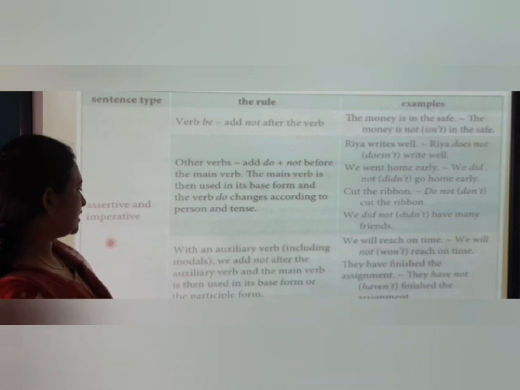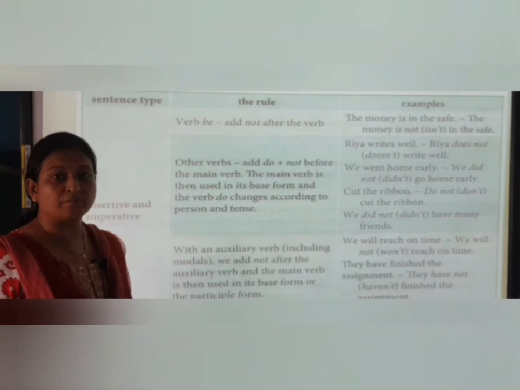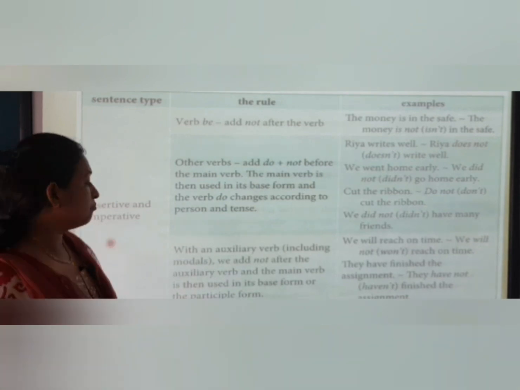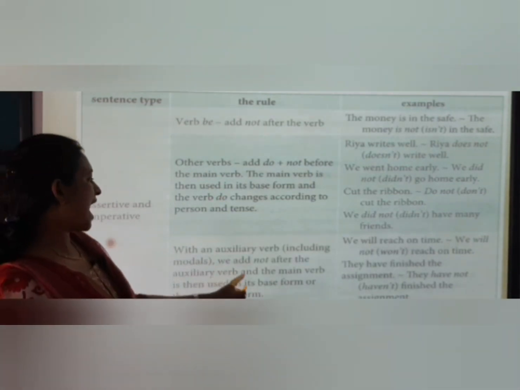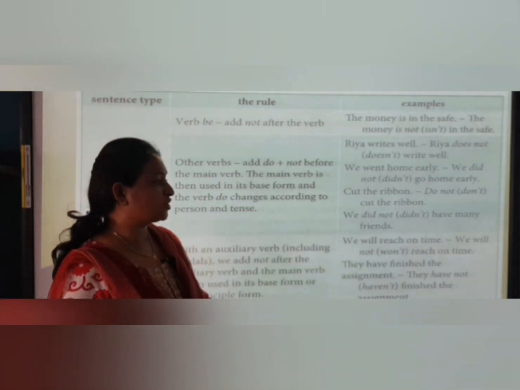Now, with an auxiliary verb including modals. What are the modal verbs? Will, shall, may, can, could. These are all modal auxiliary verbs. So we add not after the auxiliary verb. For example, we will reach on time.